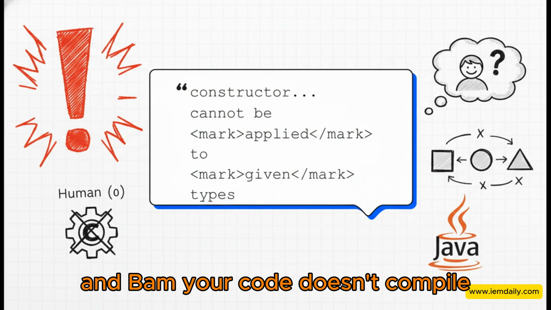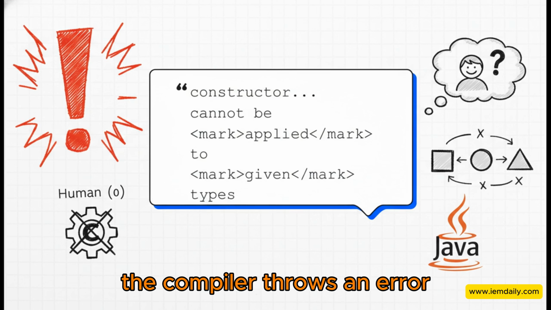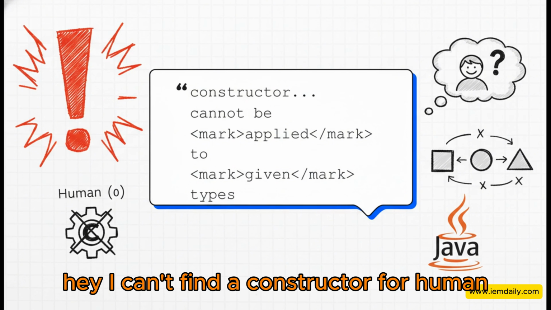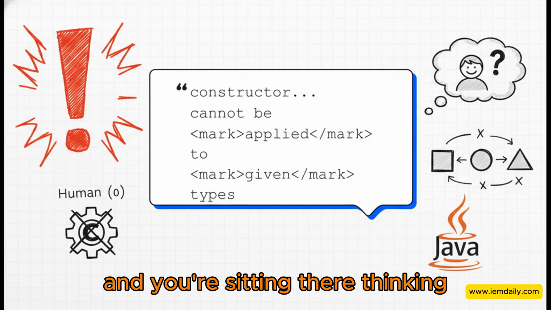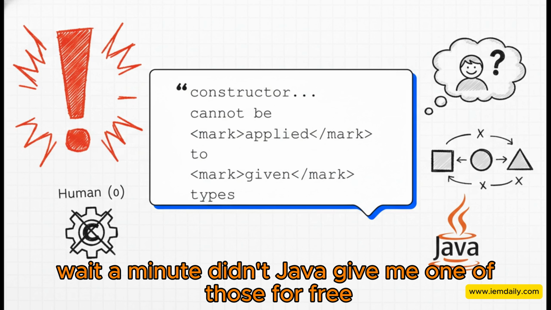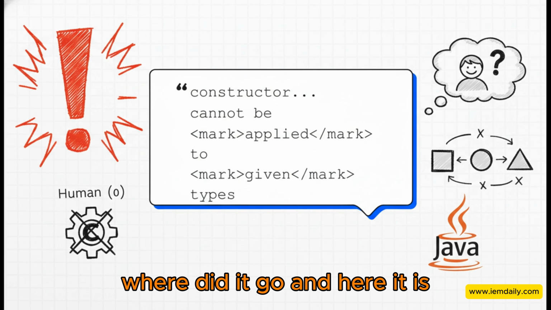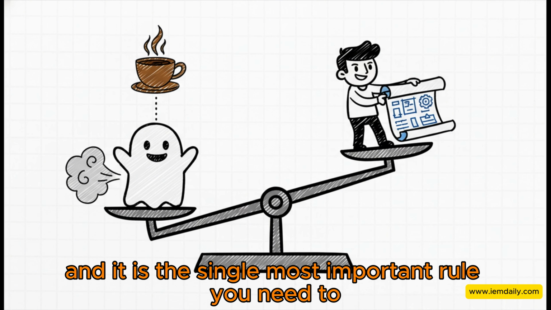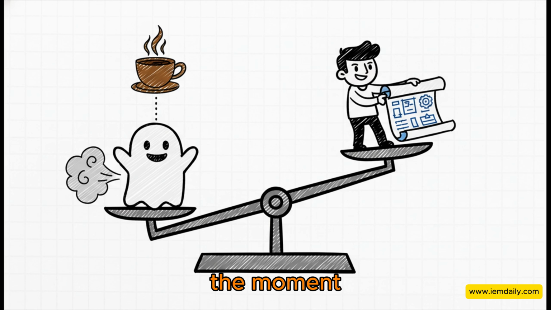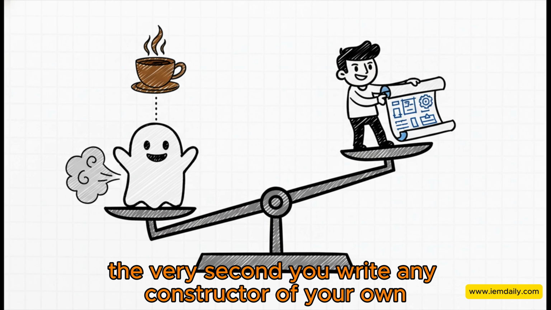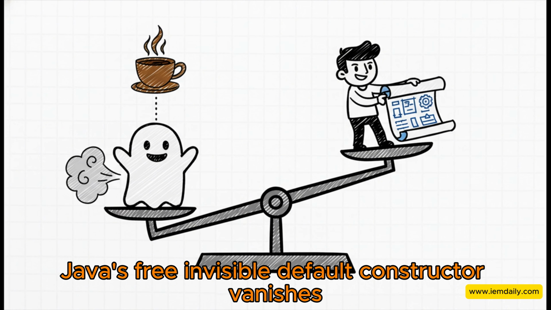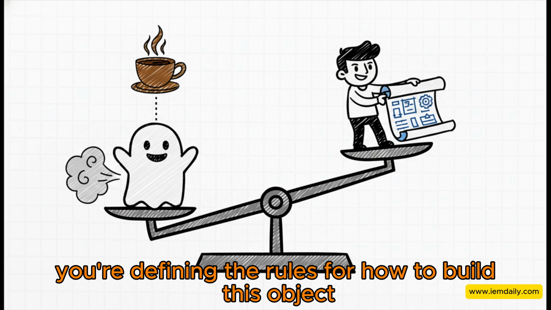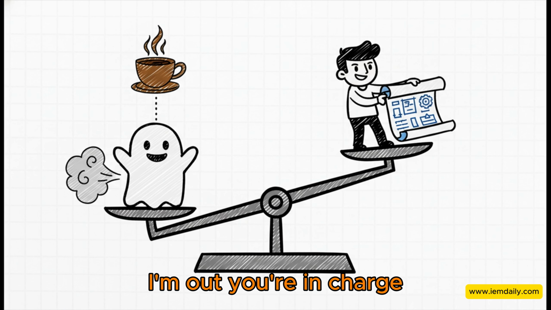And bam! Your code doesn't compile. The compiler throws an error that looks something like this. It's basically yelling at you, hey, I can't find a constructor for Human that takes 0 arguments. And you're sitting there thinking, wait a minute, didn't Java give me one of those for free? Where did it go? And here it is. This is the solution to the mystery, and it is the single most important rule you need to remember about this topic. The moment, the very second, you write any constructor of your own, Java's free, invisible, default constructor vanishes. It's gone. Java basically says, oh, you're defining the rules for how to build this object now? Okay, I'm out. You're in charge.